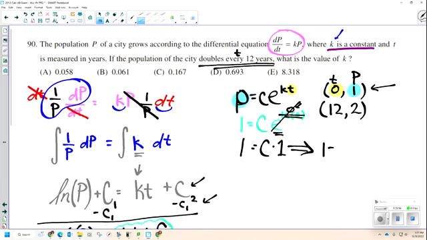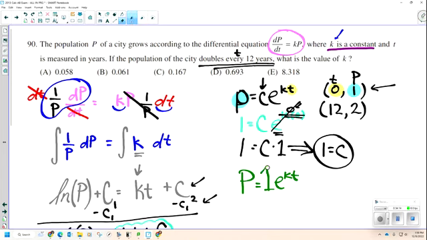So guess what? 1 equals C. This is going to go right here in my equation. So now, let's rewrite my equation. P equals 1C. I mean, I don't have to write the 1. I could say 1e to the kt. But really, when I have the number 1 times anything, you don't have to write it.